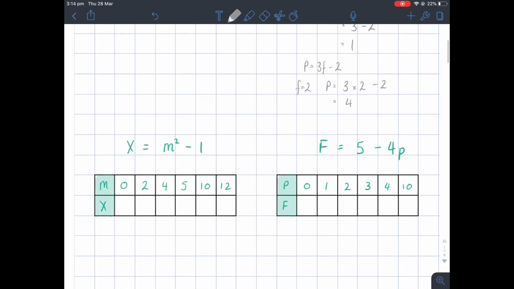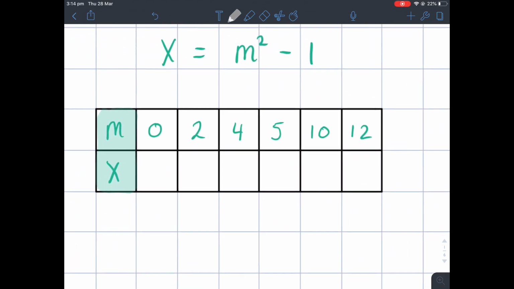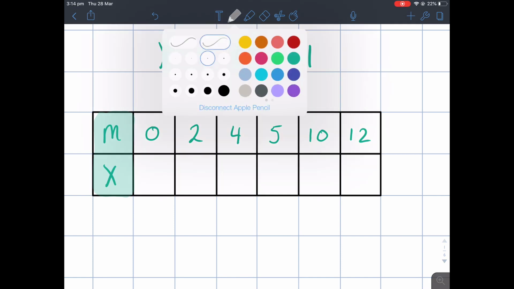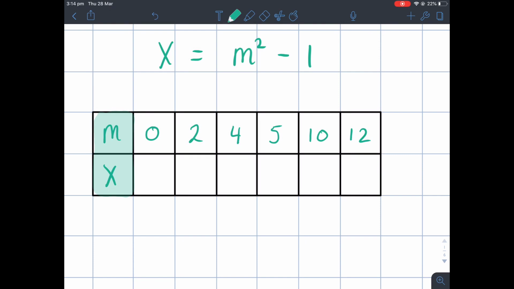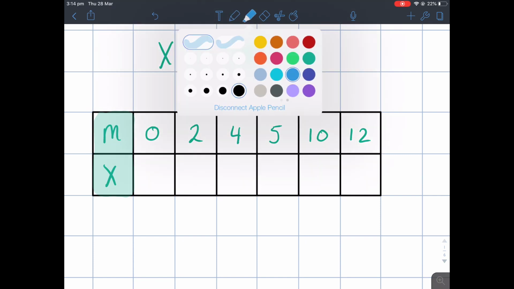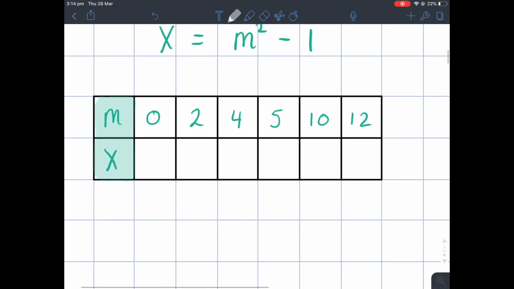Now, what we're going to do with the next two is just a little bit more complicated going through. This one we've got a squared term, so this time we've got x equals m squared minus 1, and again we've just got 6 different values we're going to look at. We need to take a little bit more care here with this because we are dealing with squared terms. So again, we're just going to work through the first two by showing some working out.